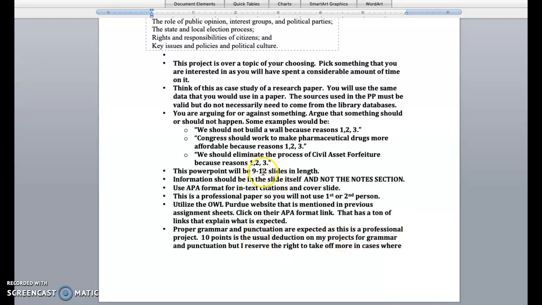Okay. The minimum is 12 slides in length. Like I said, 15 is about the average. Make sure that the information that you write down, both your data points and your analysis, needs to be in the slide itself and not the notes section. I don't look at the notes section.